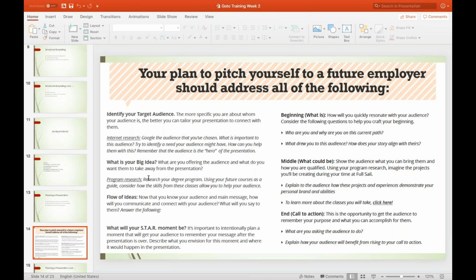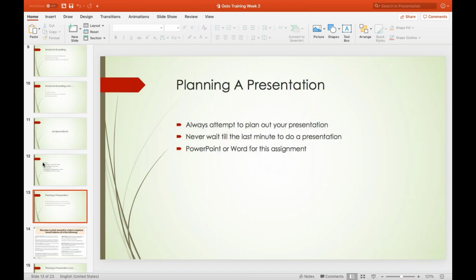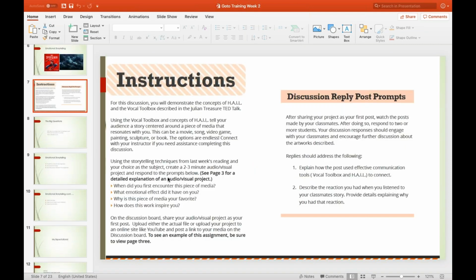Okay, hold on. Someone asked about slide 11, how long does it have to be? It's supposed to be 2 to 3 minutes. Do you have the instructions? The instructions listed, if you go back, the presentation just needs to be 2 to 3 minutes. No more, no less. It's a strict time limit, 2 to 3 minutes. One slide, one page, 2 to 3 minutes for audio and visual emotional storytelling.